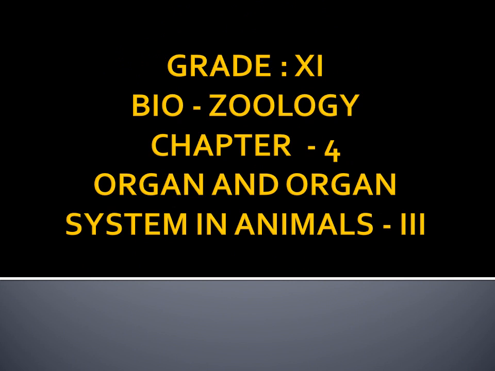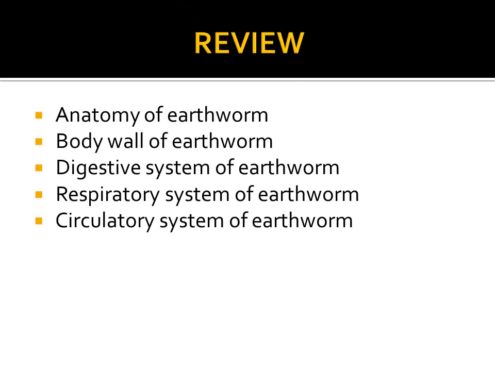We are discussing chapter 4, organ and organ system in animals. In the previous sessions, we started to discuss the earthworm, its general features, and especially the anatomy of the earthworm. As per that, we discussed the body wall of the earthworm and the digestive system, respiratory system, as well as the circulatory system of the earthworm.